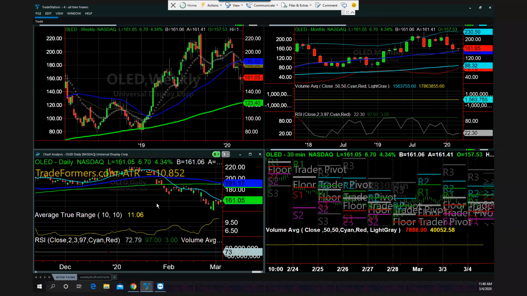Another one is OLED. Now look at this. OLED is definitely not in a good phase on the daily. It's in a distribution phase, and if this crosses, it'll be in a bearish phase. It's below the weekly moving average, but this is what interests me right here is how it's sitting on the 23-month and held 140 support here on the breakdown. So that's another one to keep an eye on.